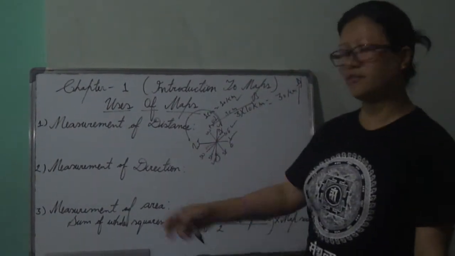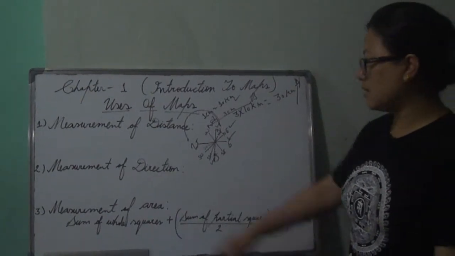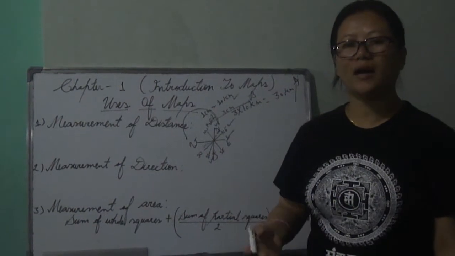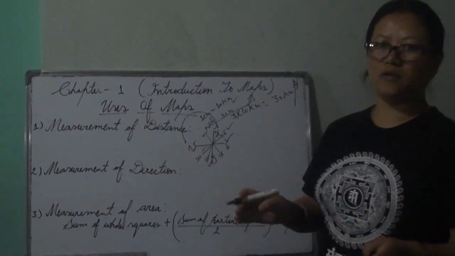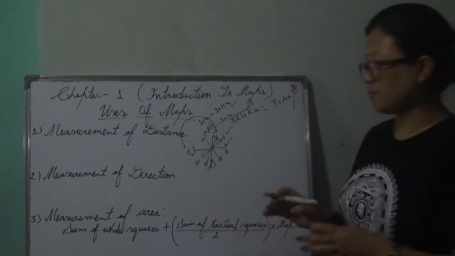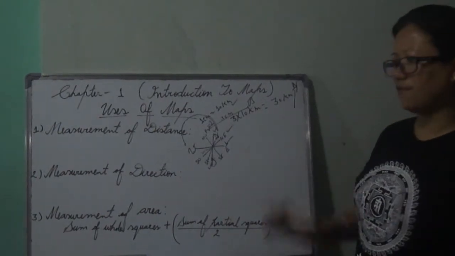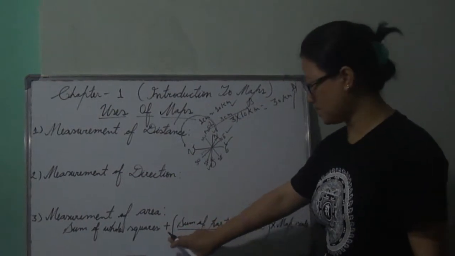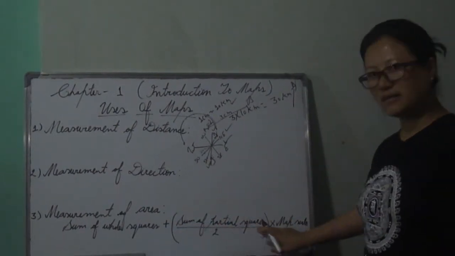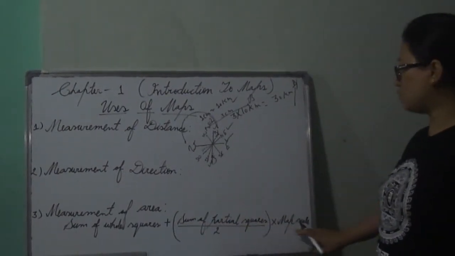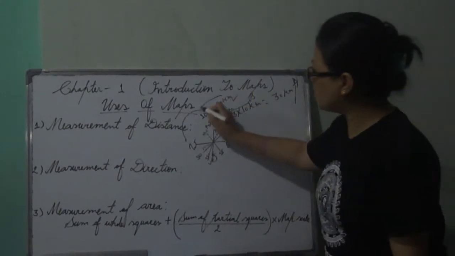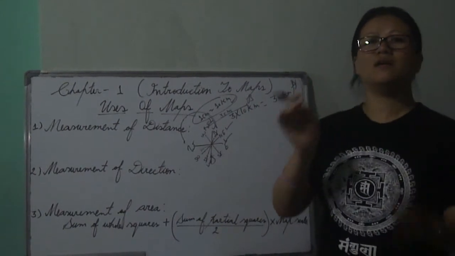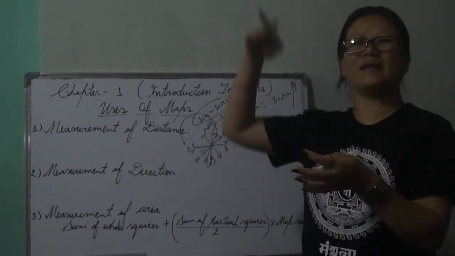And the last one, the third one, the most important, is measurement of area. If we have a map, we can find out the area also, like what is the exact area of any place. For that we have a formula: sum of whole squares plus sum of partial squares, divided by 2, into max scale. For max scale we have 1 centimeter is equal to 10 kilometer. As I told, on maps you will get this in a graphical form, which we will read in next chapters.